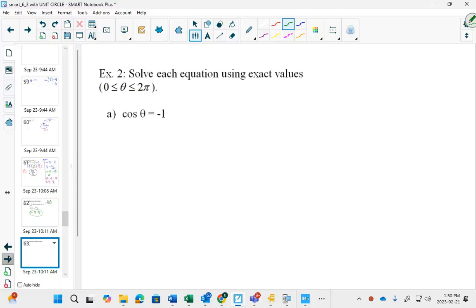We want to find an angle. Cos is your x-coordinate. Is your x-coordinate ever -1? Yeah, that's right here. Done. All you'd have to write for a question like this is that theta would be pi, because the only place our x-coordinate is -1 is at this point right here, and that angle in standard position is pi.